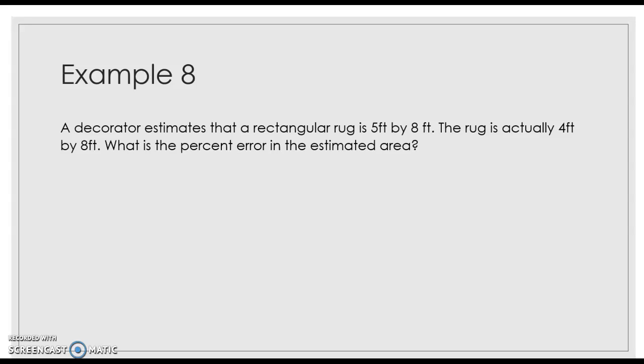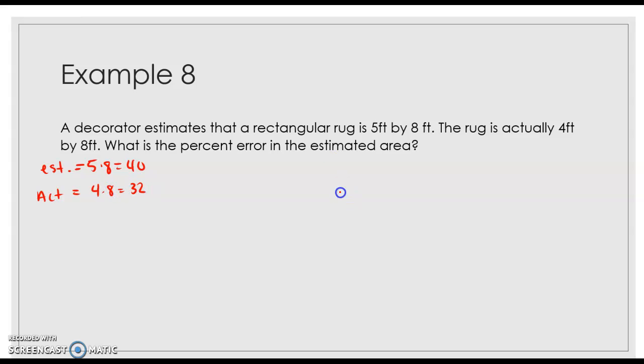Here we have a decorator estimated that a rectangular rug is 5 feet by 8 feet, and the rug is actually 4 feet by 8 feet. What is the percent error? So our estimated, right, area, so for a rectangle, base times height, or length times width. So our estimated value is going to be 5 times 8, which is 40. And our actual value is going to be 4 times 8, which is 32.